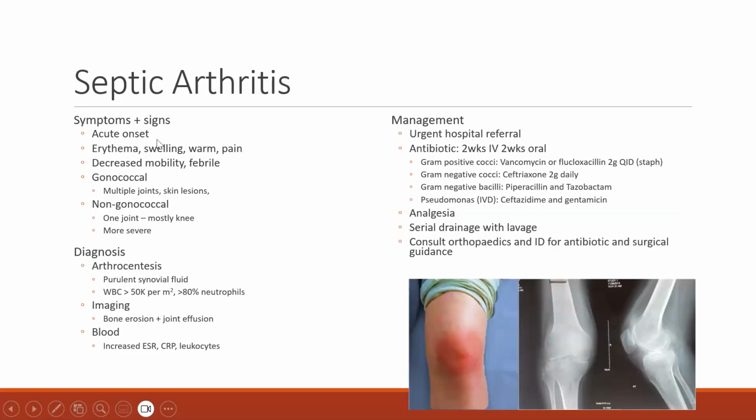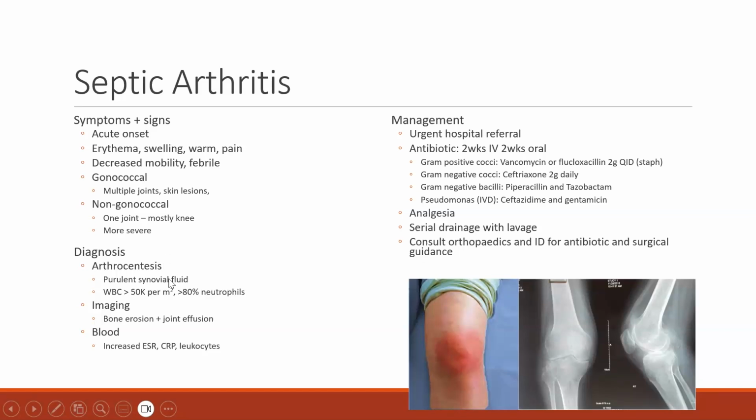Symptoms: acute onset, we get erythema, swelling, warmth, pain, decreased mobility, and increased temperature. With gonococcal, we get multiple joints affected, with skin lesions sometimes. Non-gonococcal usually affects one joint, mostly the knee, and it's more severe and mostly in the elderly.